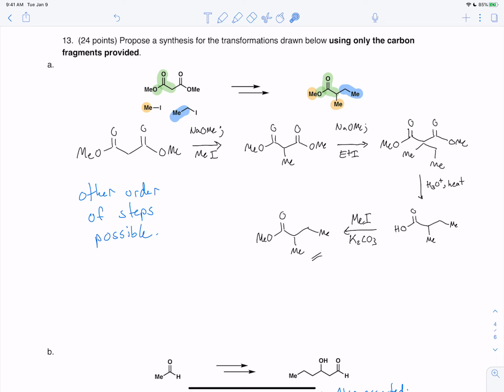So in practice, we would have sodium methoxide and methanol will give us the first alkylated product. Sodium methoxide, then ethyl iodide will give us the doubly alkylated product. Acid and heat, or you could do sodium hydroxide followed by acid and heat. As long as you hydrolyze the esters, it doesn't matter. We can get a carboxylic acid. But note that we need to turn this carboxylic acid into the methyl ester, so we can react this with methyl iodide and potassium carbonate.